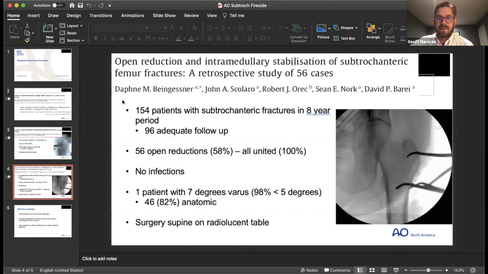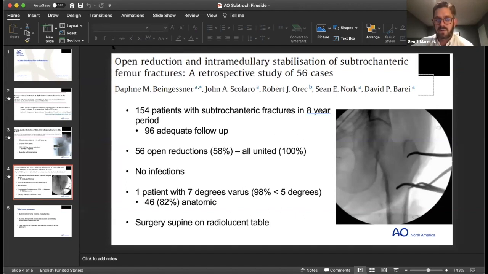The second paper, a few years later in 2013, they reported on an 8-year period in all the subtrochanteric femur fracture patients that they treated during that time. 96 of those 154 patients had adequate follow-up. And out of those, almost 60% were open reductions. And these are, I think, what we would consider more formal open reductions. You can see the picture on the other side with a very anatomically reduced fracture.